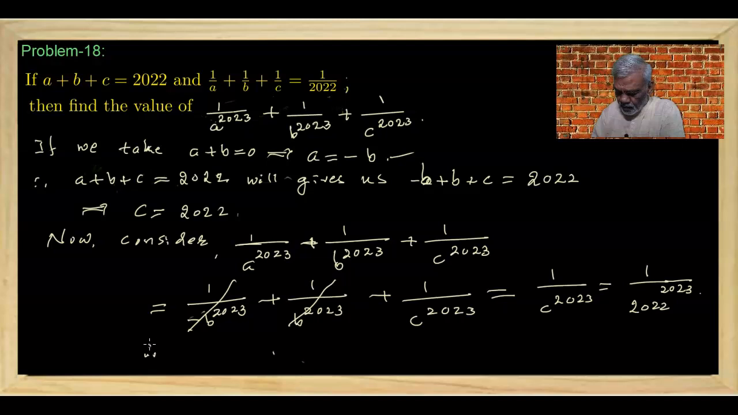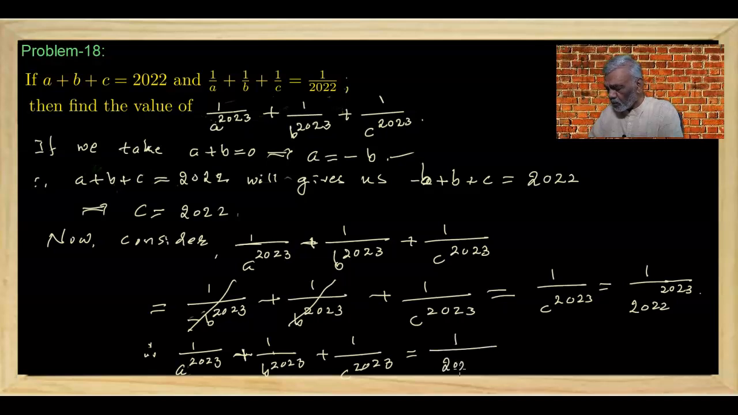And therefore 1 by a raised to 2023 plus 1 by b raised to 2023 plus 1 by c raised to 2023 equal to 1 by 2022 raised to 2023. This is the final answer.